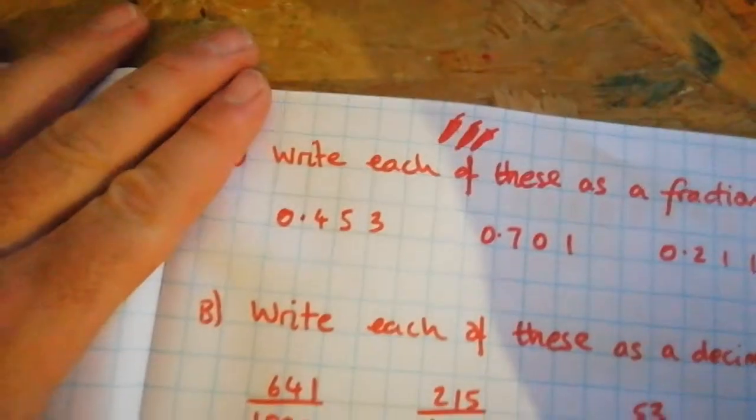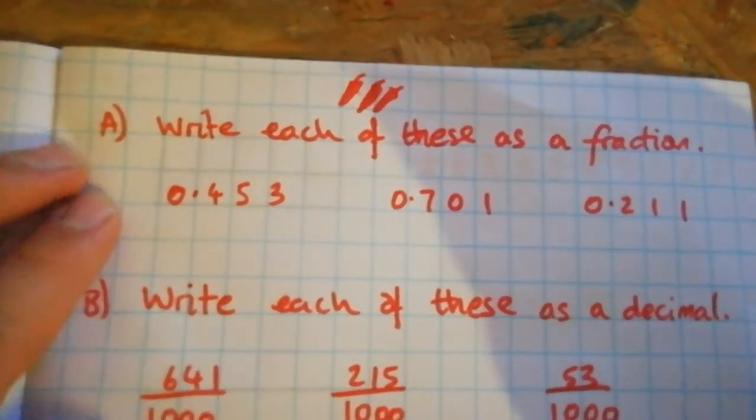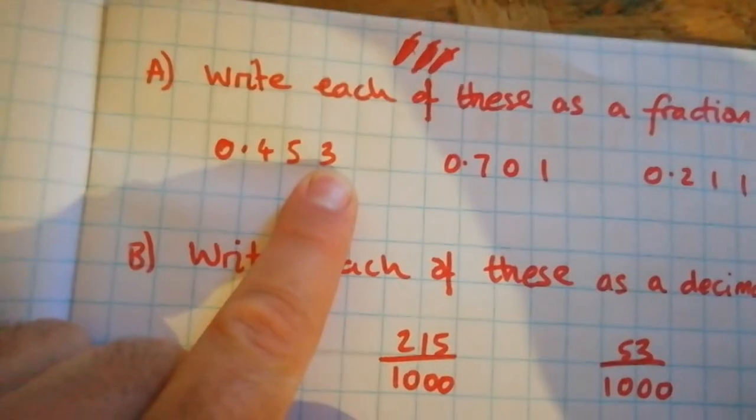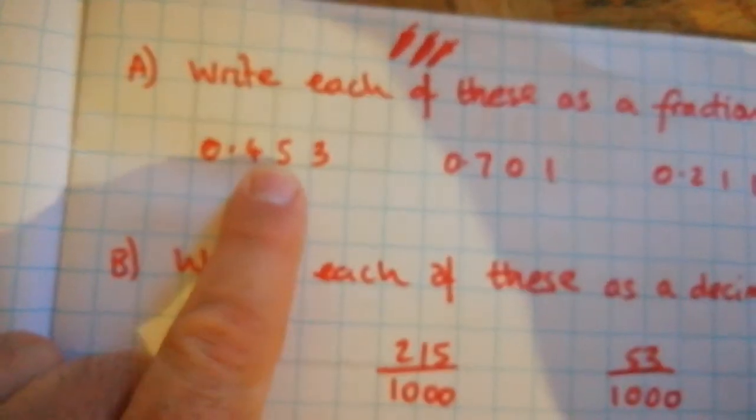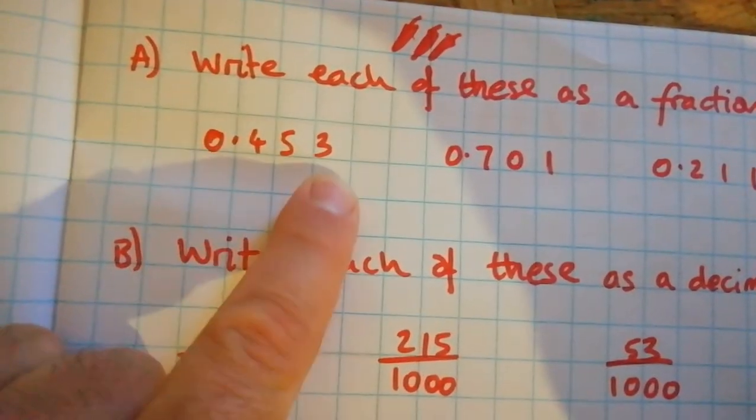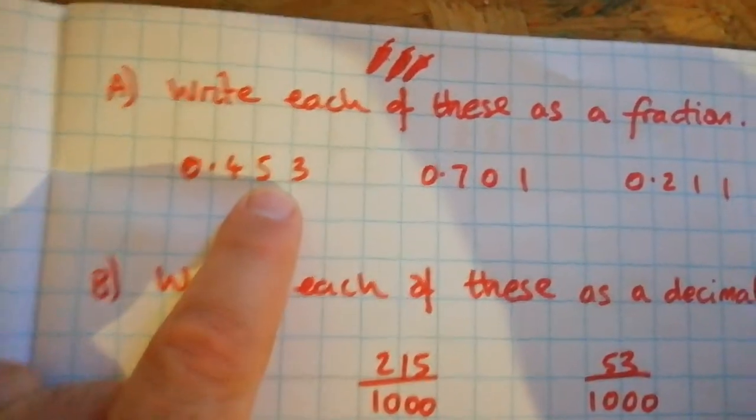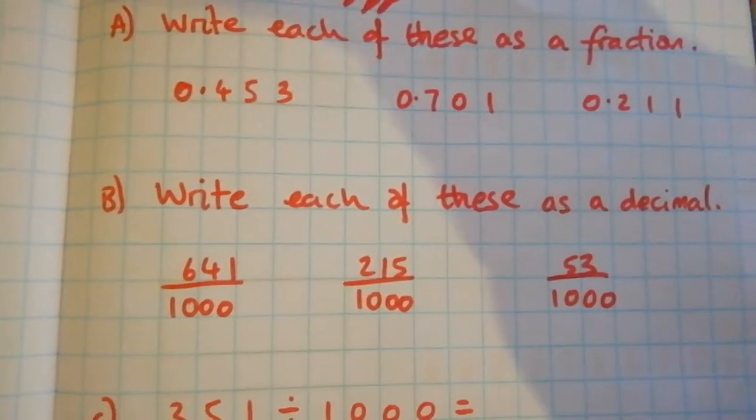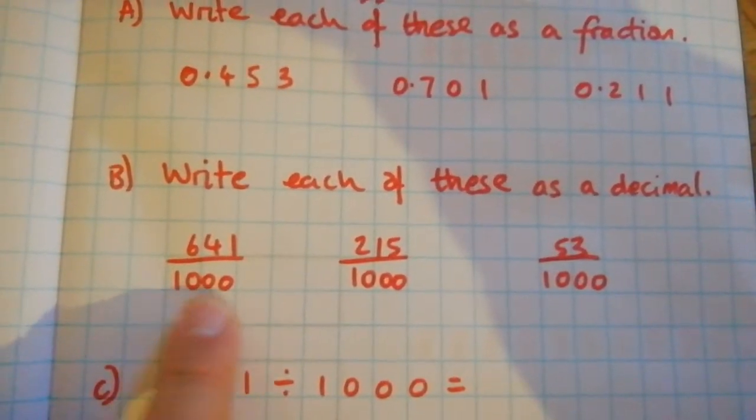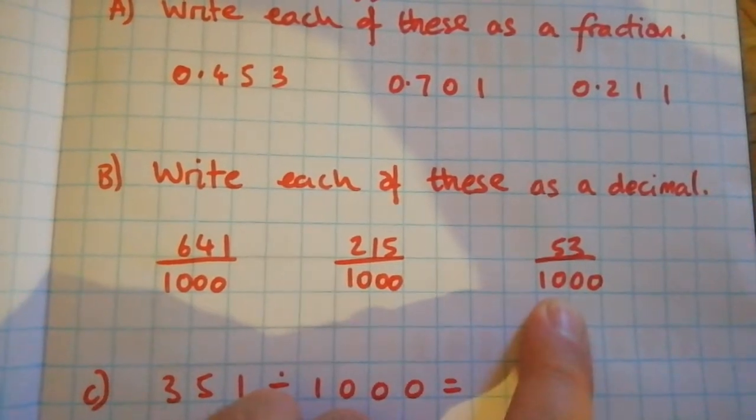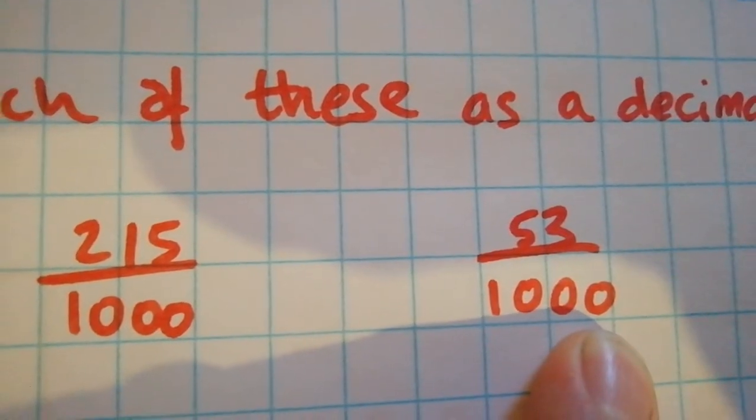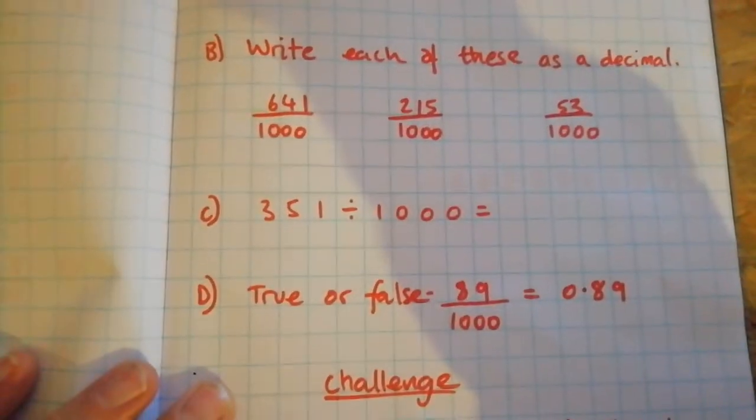3 chili challenge today. So you need to write out each of these as a fraction. 0.453 we could write as 453 over 1,000. 453 thousandths. That's the secret to doing these, okay? And then going the other way, can we write each of these as a decimal? Be very careful with 53 thousandths. I put it in there to try and trick you.